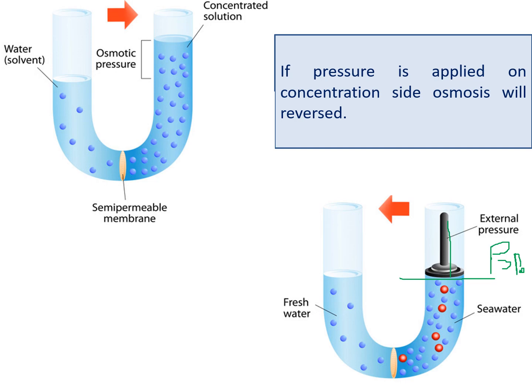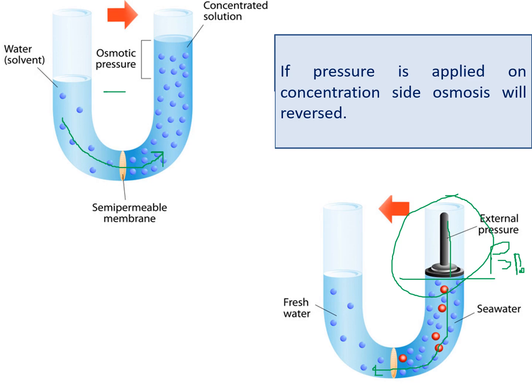Now only one chance is there, the water molecule has to move. You are applying pressure on this side, so definitely the water molecule moves from the concentrated side to the diluted side. In osmosis, the water molecule moves from the diluted side to the concentration side. This is a spontaneous process. But when you apply more pressure than the osmotic pressure, the movement of the solvent molecule is reversed. This process is called reverse osmosis.